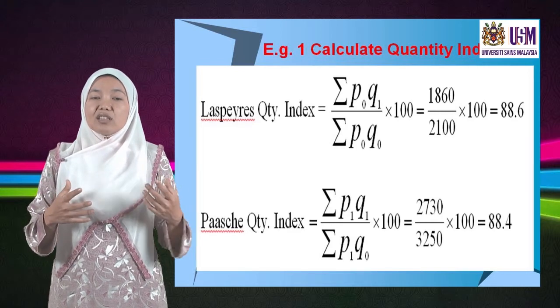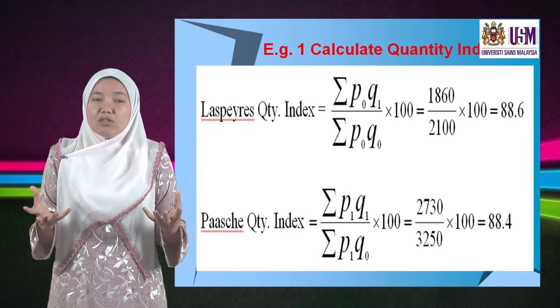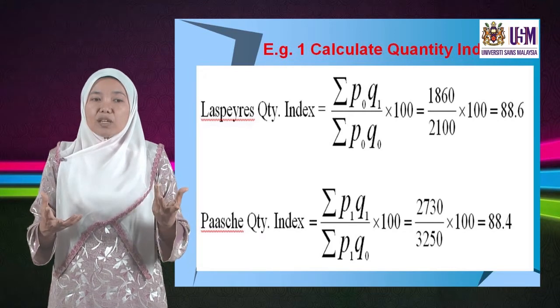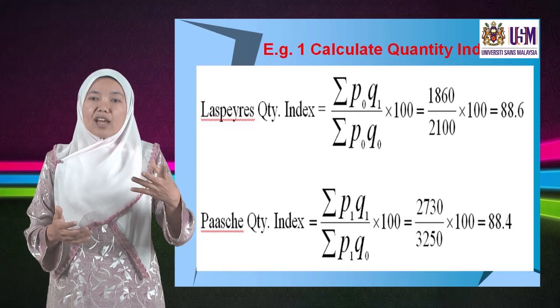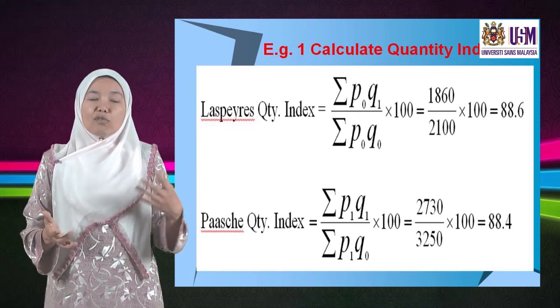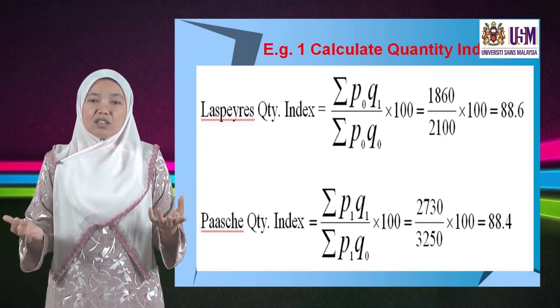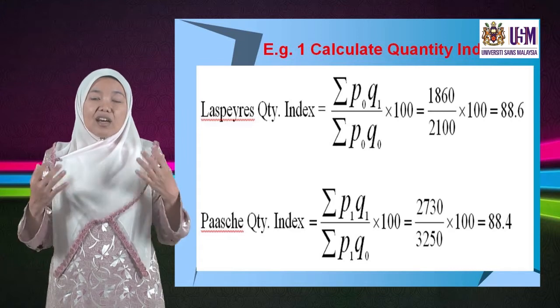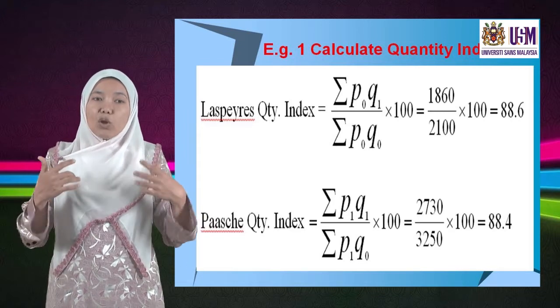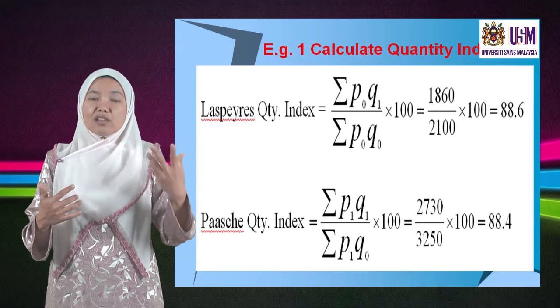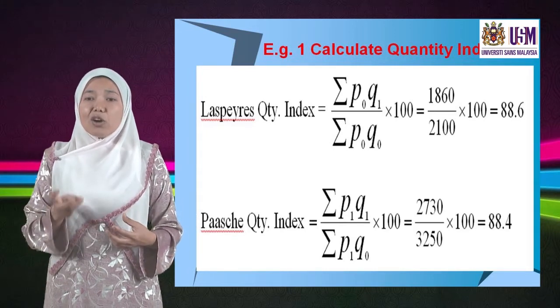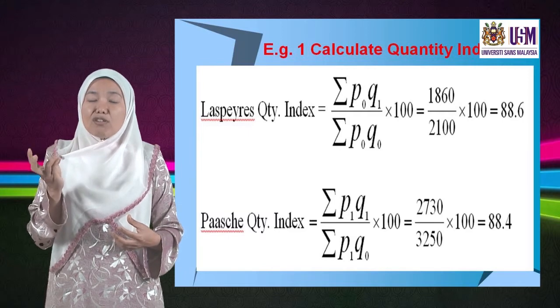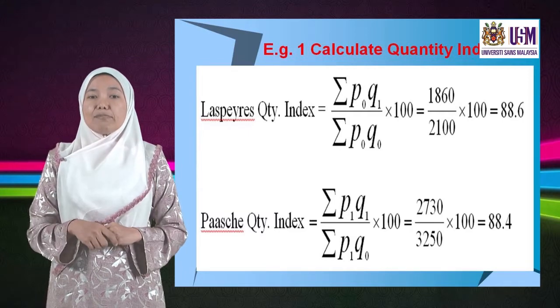Because we are still measuring the same basket of goods for these two different methods, Laspeyres or Paasche, you cannot find, for example, the Laspeyres index showing quantity reduce while the Paasche index shows quantity increase. They have to be in the same direction. Both show quantity reduce, according to the Laspeyres index or the Paasche index. It's just that the actual measure of reduction is a little bit different.